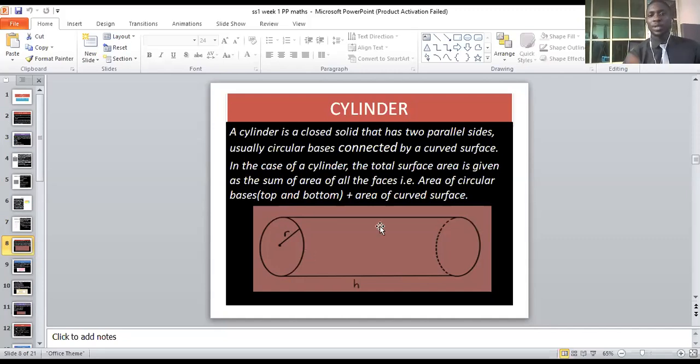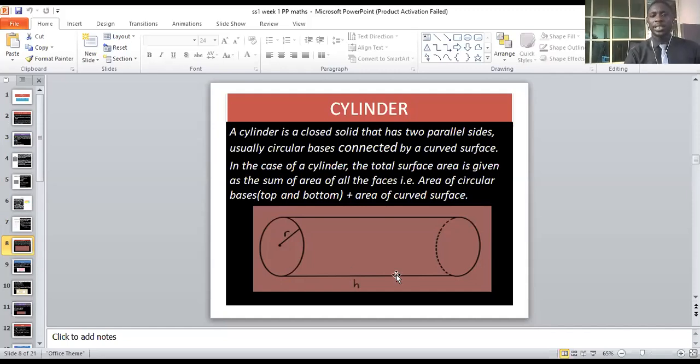So in order to do this, look at what we have here. A cylinder is a closed solid that has 2 parallel sides, usually circular bases, connected by a curved surface area. This is the curved surface. They are connected by what? The curved surface. The parallel sides are connected by the curved surface.